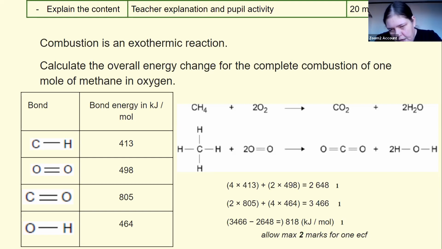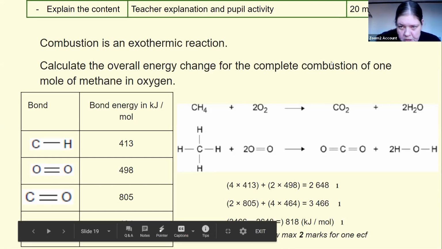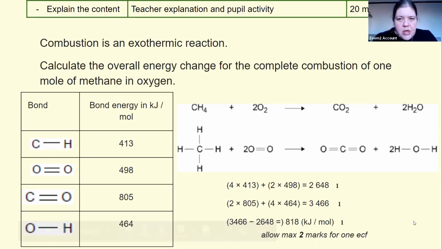And then we've got the other side, the right-hand side of the reaction. So 2 times 805, because there's 2 lots of the carbon double bond with the oxygen. And then 4, because we calculated it up, of the hydrogen oxygen bonds, which gives us 3,466. And then underneath that are the final numbers. We get a final answer of 818. And because this is combustion and it's exothermic, that means that's the amount of energy that's released.